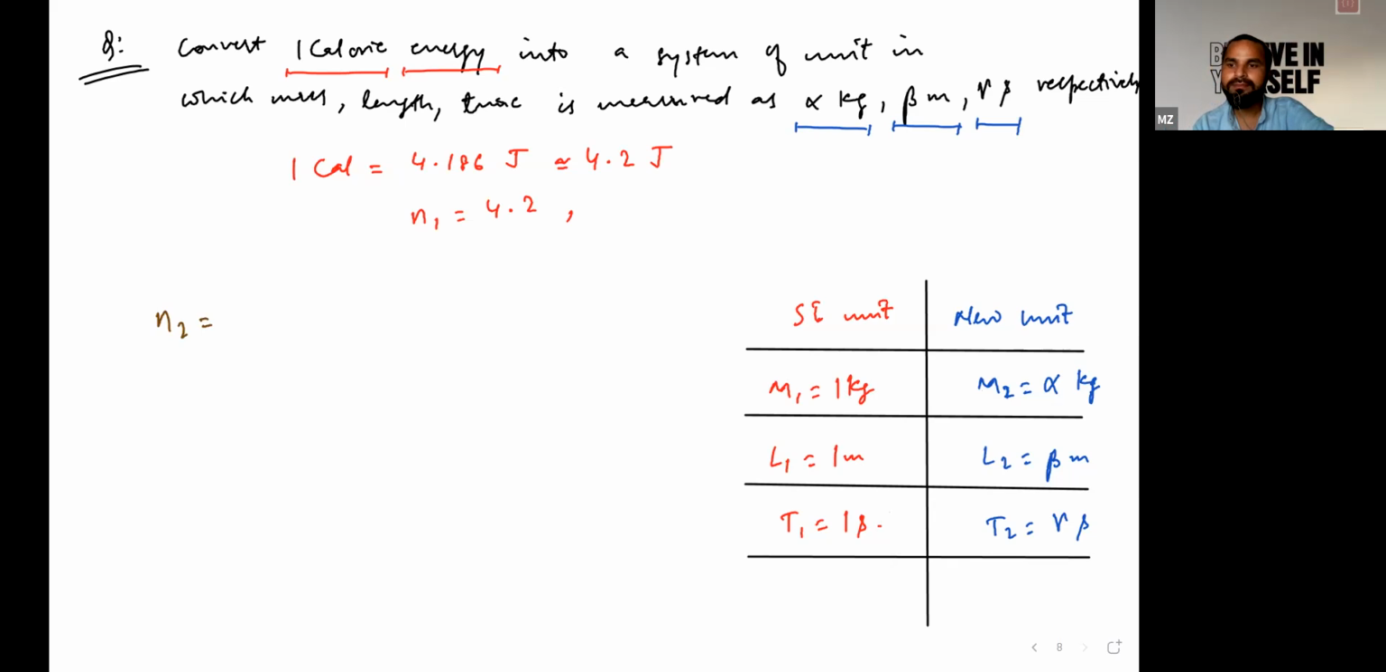Ikram, any doubt? No, sir. Okay, try to simplify it. Sir, is there no numerical value for alpha and beta? No, you have to answer in terms of alpha, beta, and gamma. Okay, sir. Sir, what's T2? T2 is gamma second. Okay.